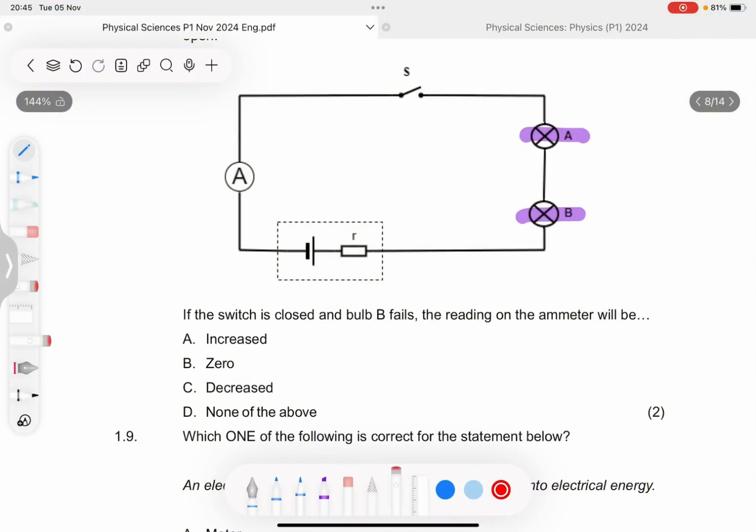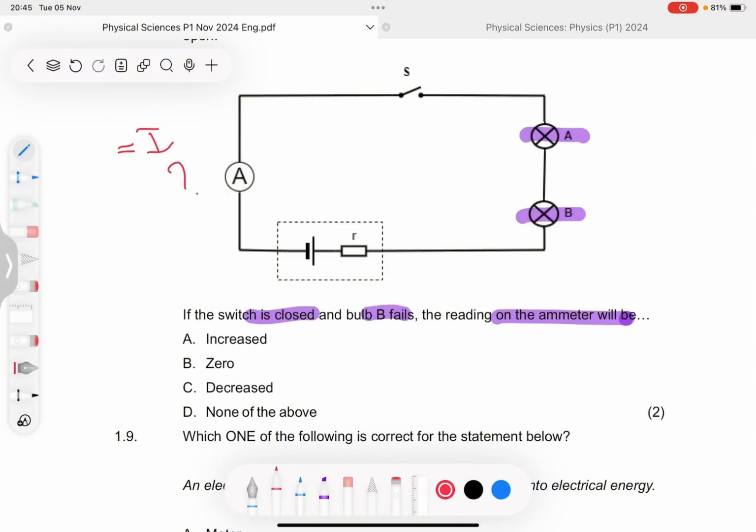Now they say if the switch is closed and bulb B fails, so the switch is closed, bulb B fails, the reading on the ammeter will be, so what reading will we get here on the ammeter? Obviously the ammeter measures current, so what reading will we get there of current?